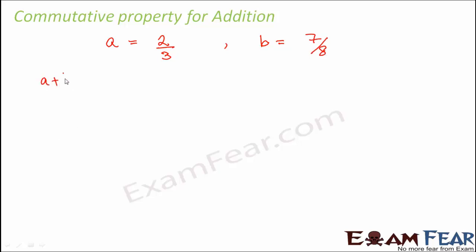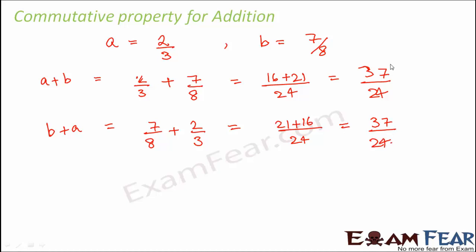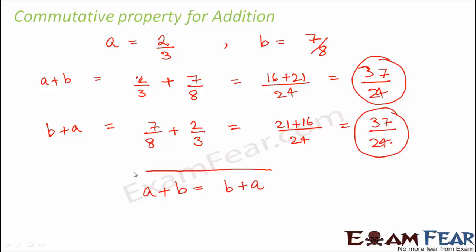So let us calculate a plus b. So a plus b would be 2 by 3 plus 7 by 8. This would come out to be (16 plus 21) divided by 24, which is 37 by 24. Now let us calculate b plus a. So b plus a would be 7 by 8 plus 2 by 3. This would be (21 plus 16) divided by 24, which would be equal to 37 by 24. So what do we see? We see a plus b and b plus a are both the same. Therefore, we can say a plus b is equal to b plus a. So addition is commutative for rational numbers.